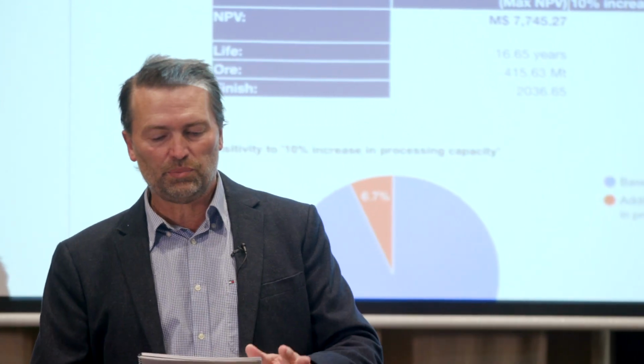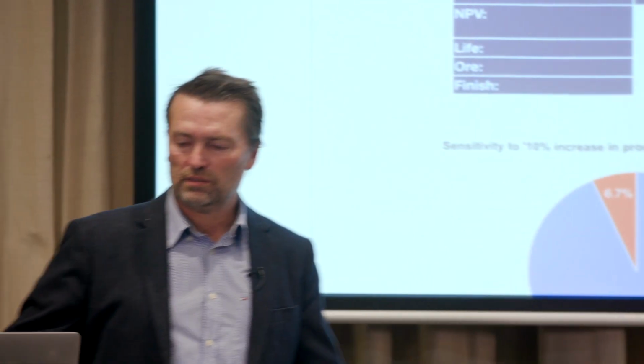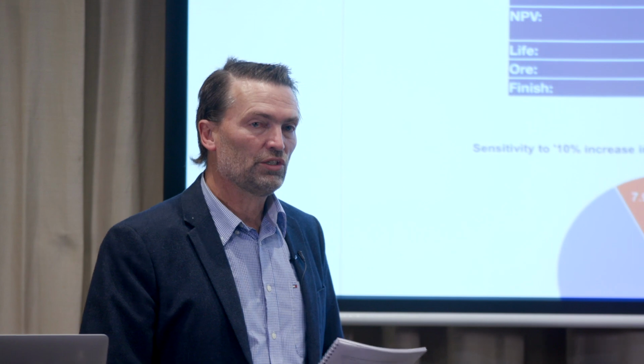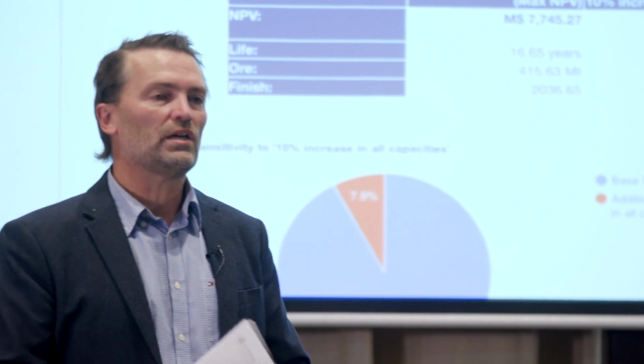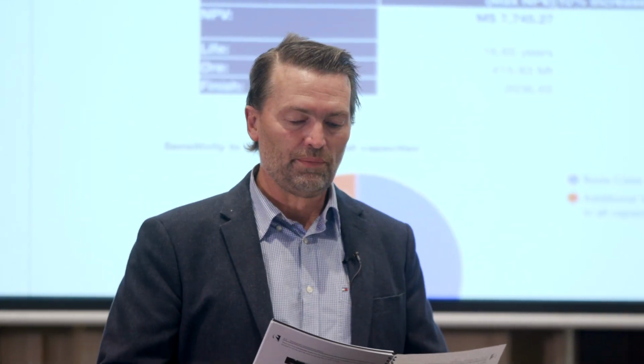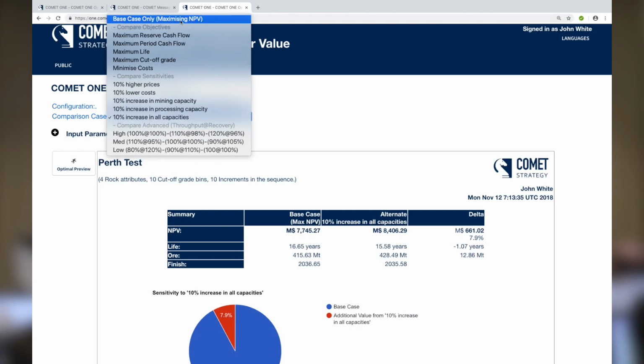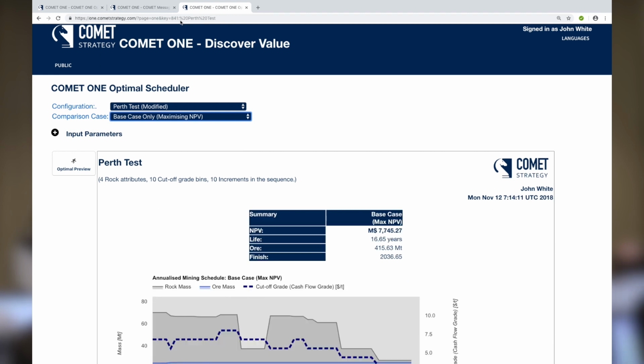So in these simplistic cases, increase the mining rate by 10%, the processing rate by 10%, both of them by 10%, there's no capital. So that's the next thing we're going to do now, is start having a look at capital and see what impact the capital had. I'm just going to go back to the base case schedule, and we're going to start having a bit more of a look at the input parameters.